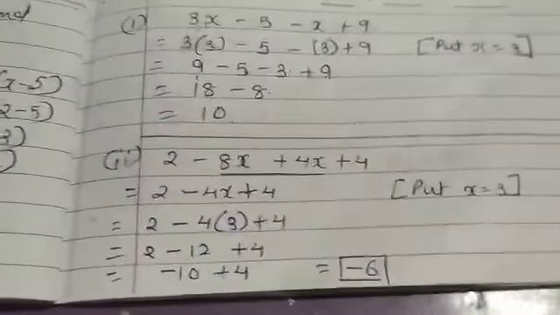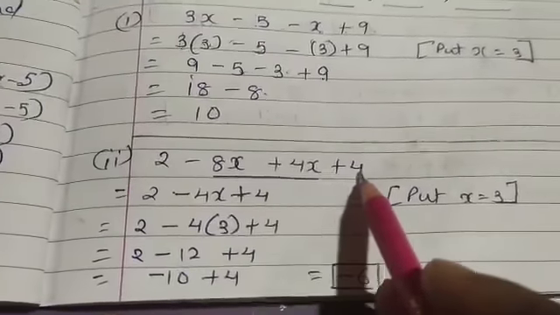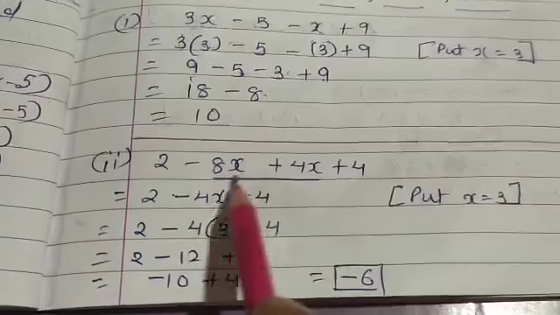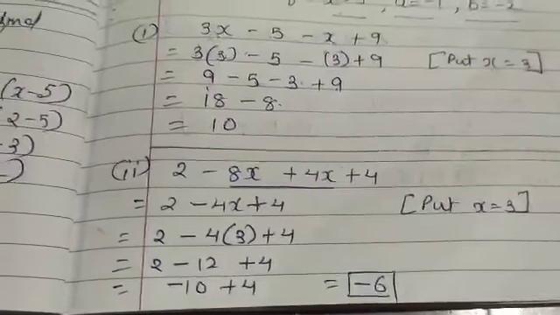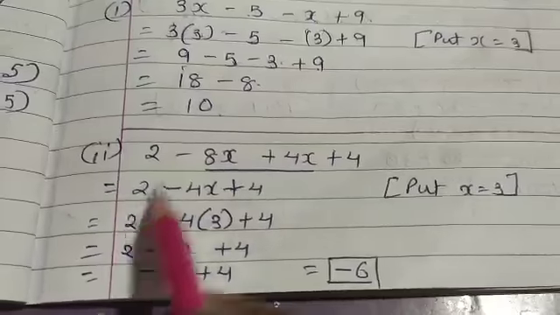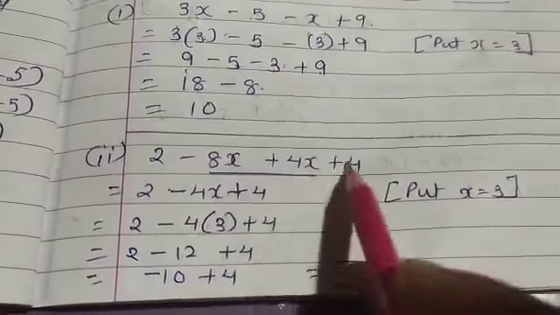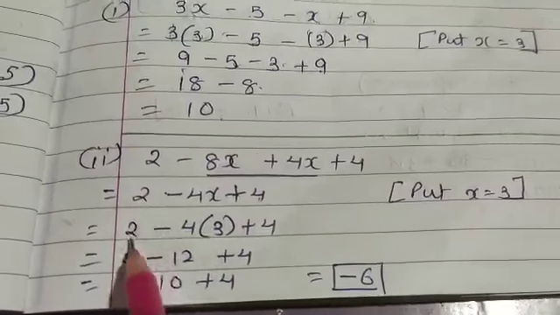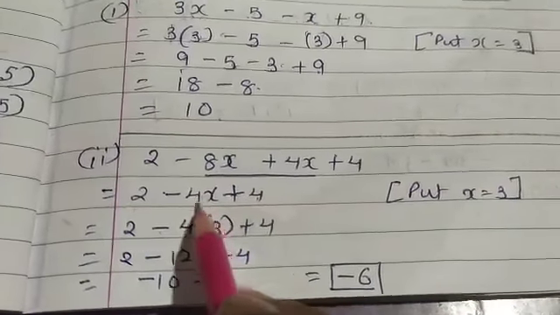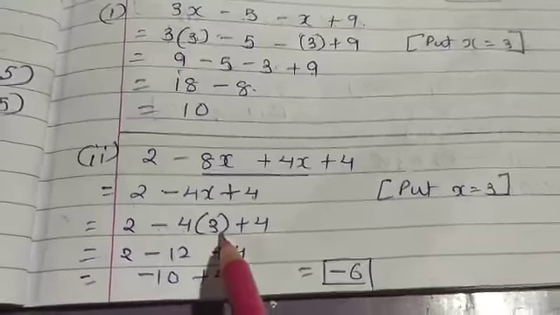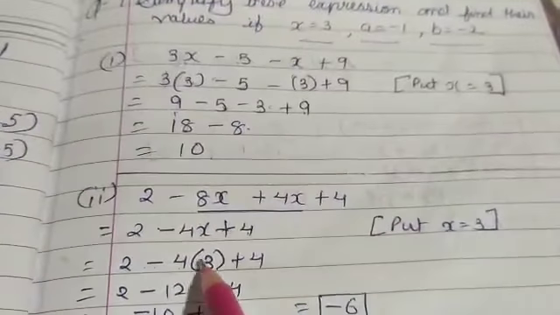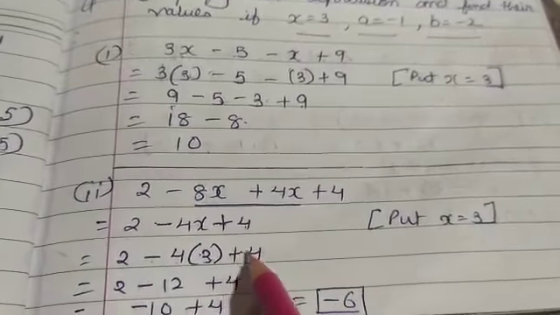Now let us see the next sum, that is 2 minus 8x plus 4x plus 4. Now dear student, what we will do, we will try to simplify, we will do the sum of like terms first, that is write down this 2 as it is, minus 8x plus 4x gives minus 4x plus 4. Then write down this 2 as it is, this negative sign as it is, 4 as it is, in place of x put 3 as it is given in the question, plus 4 as it is.